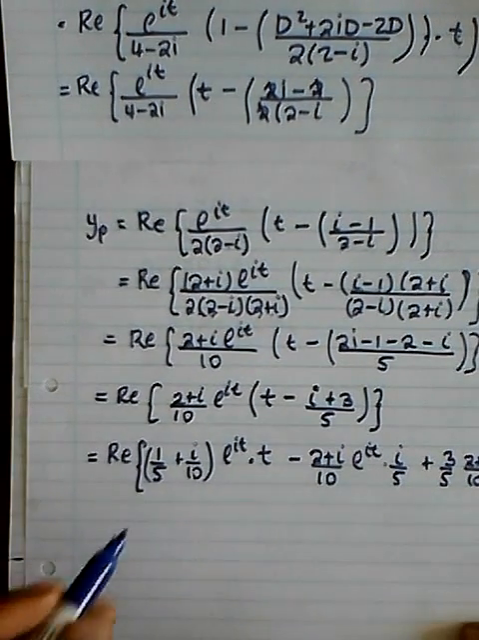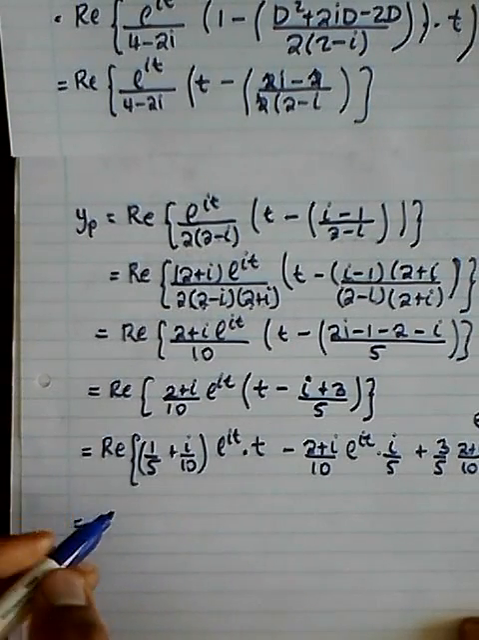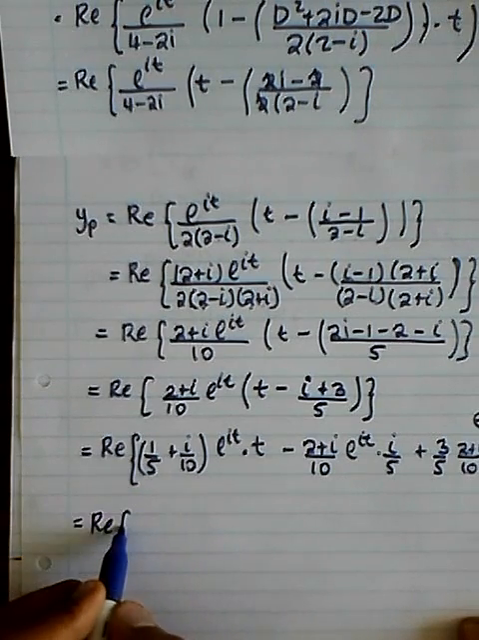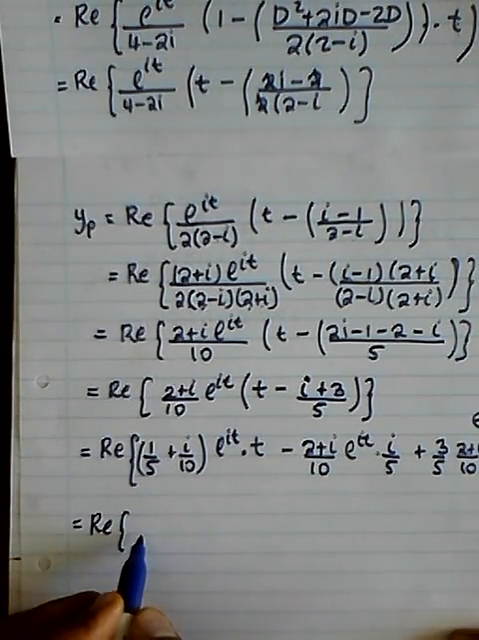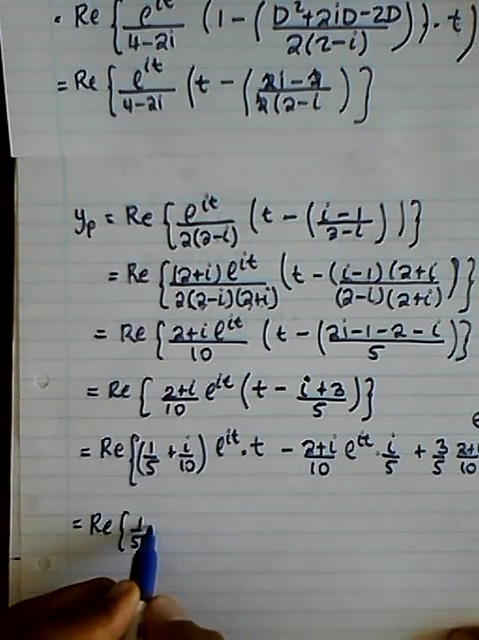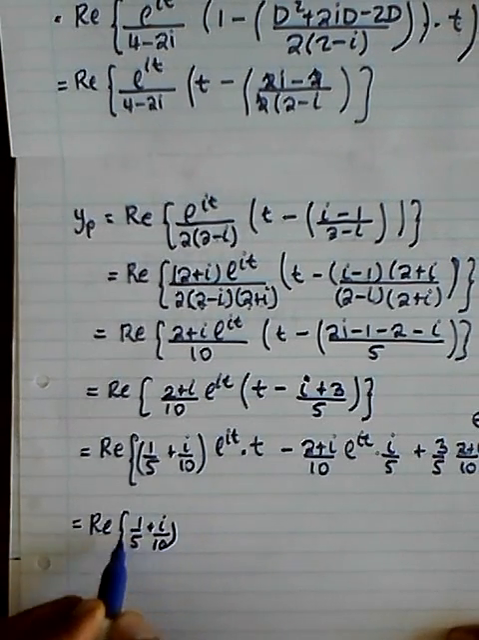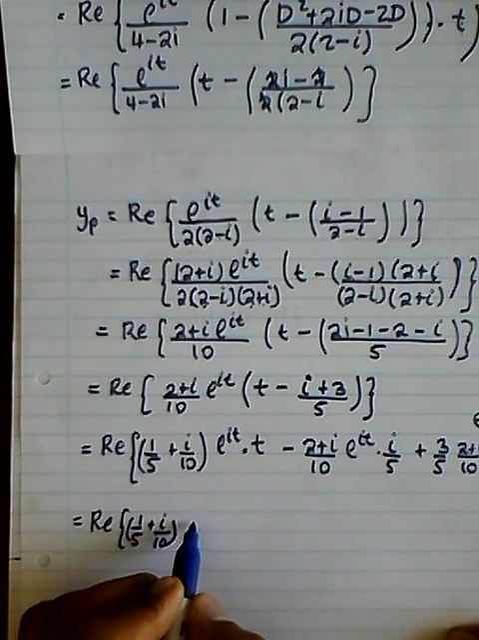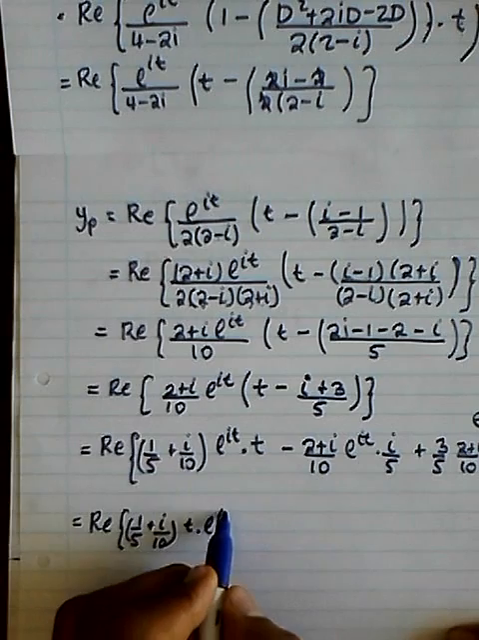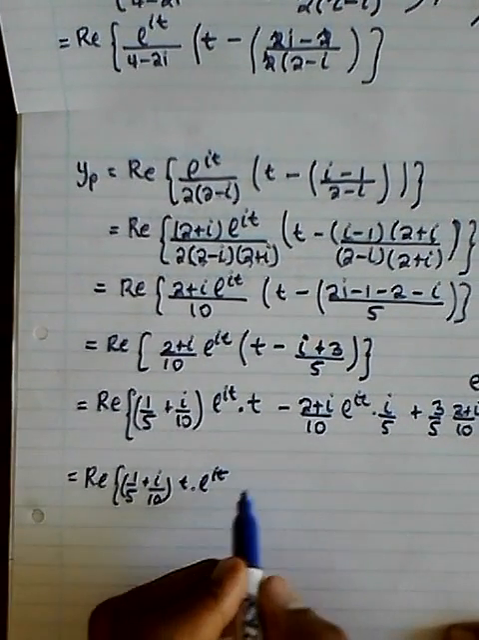Okay, and then we remember that we're still looking for the real part. This is a very long problem. So this is equal to the real part of 1 over 5 plus i over 10, multiplied by t, multiplied by e to the power of it.